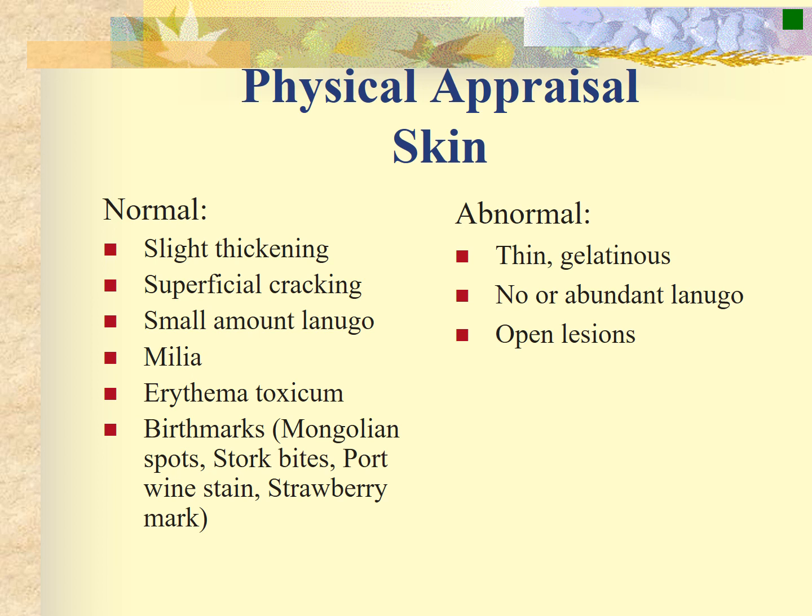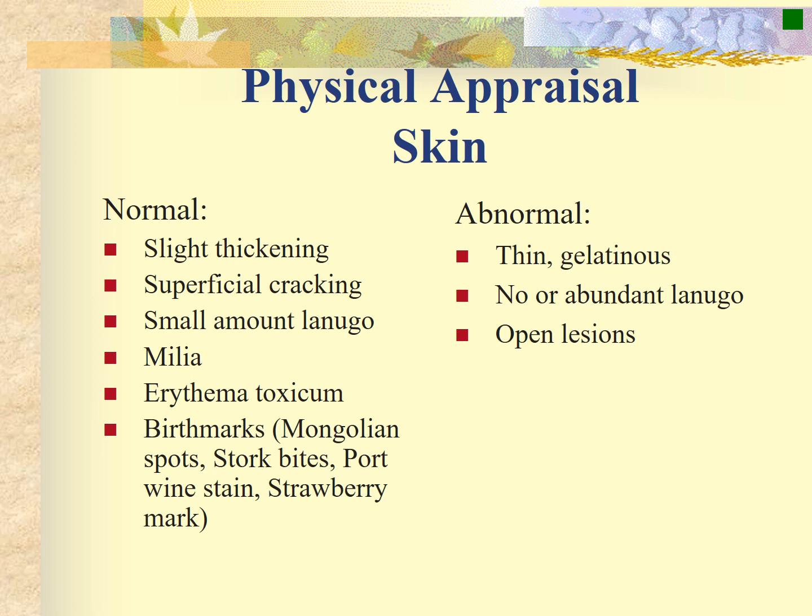What's normal on their skin is a slight thickening, unless they're born real premature, and it's going to be the thin gelatinous kind. Superficial cracking, especially as they get post-dates, their skin will crack even more. They'll have a small amount of lanugo, which is the little hair, and you'll see that mainly on the shoulders. That lanugo starts to be there during a premature period of time, and then it goes away. And so it should be in the going away phase if they're full term.